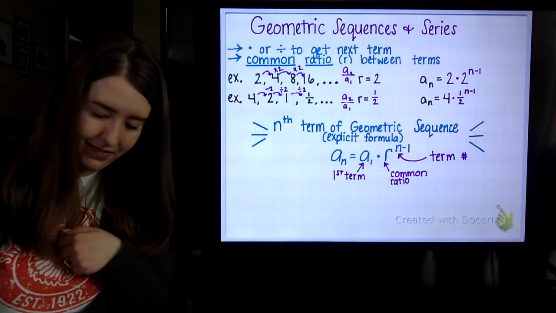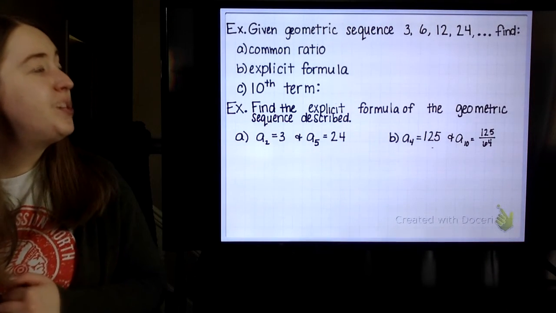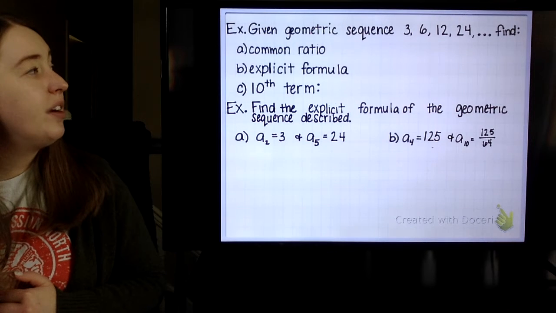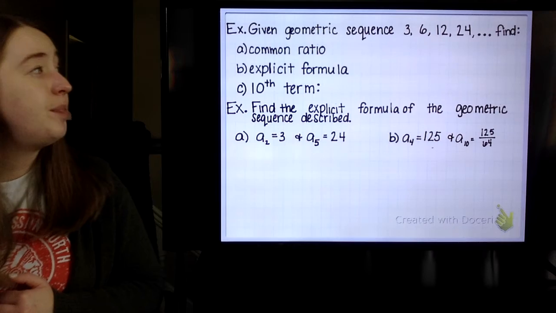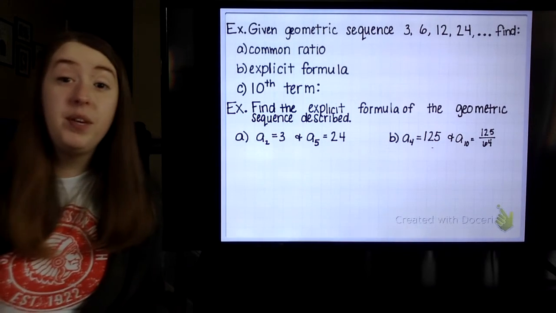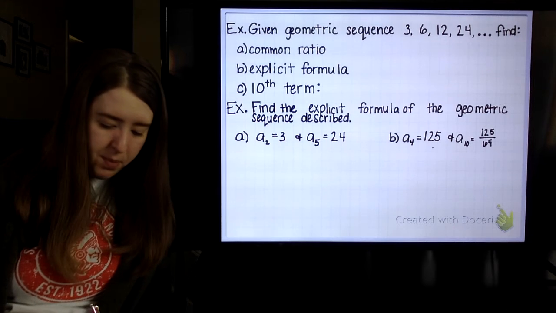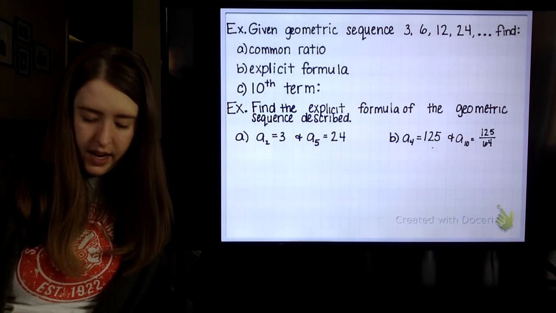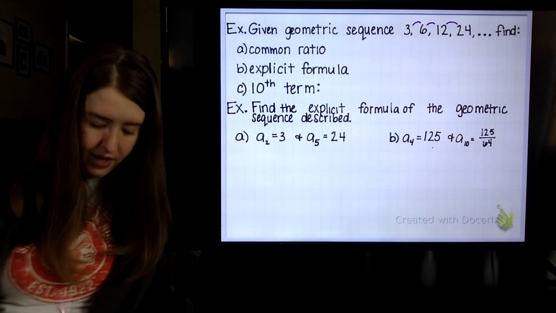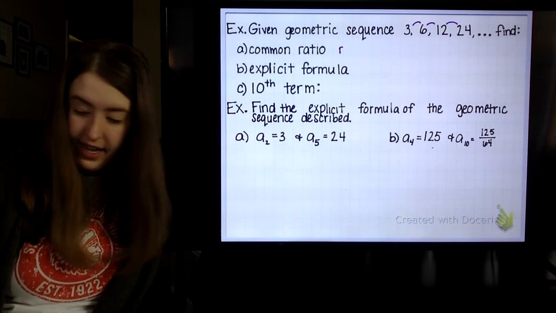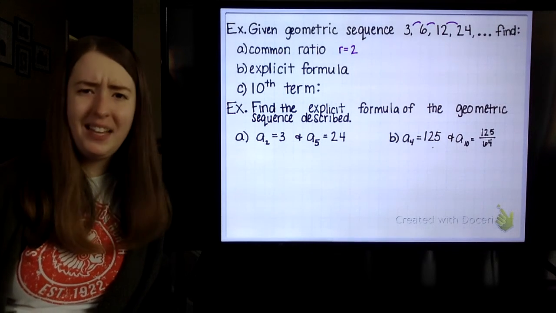Cool. All right. So given the geometric series 3, 6, 12, 24, find the common ratio, the explicit formula, and the 10th term. So the first thing we want to do is find the common ratio. So the common ratio is what I multiplied by every time. So I can tell pretty easily that we multiplied by 2, because that's easy to see.